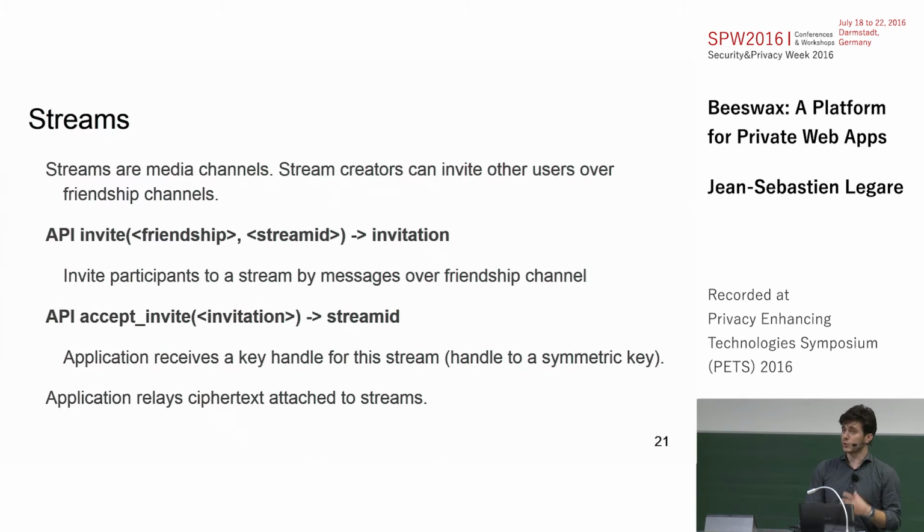And then streams are the channels on which user messages are being passed. And once you've created friendship channels, you can invite other users to those streams. What the application sees are stream IDs. They're opaque handles to keys. But in the background, the keys are exchanged. So the database and the Beeswax extension will contain keys.